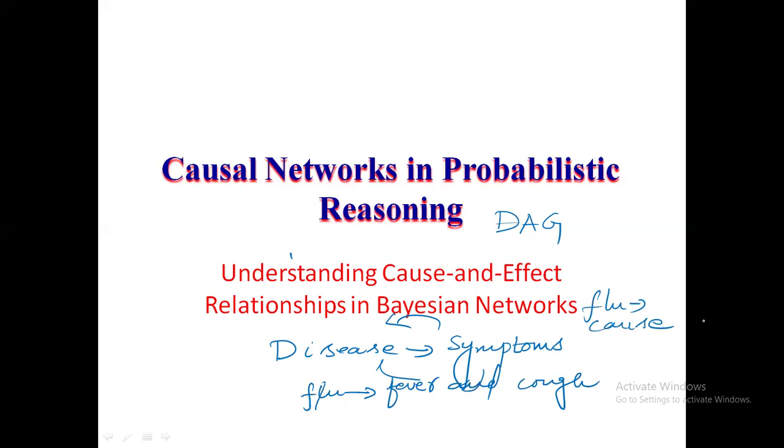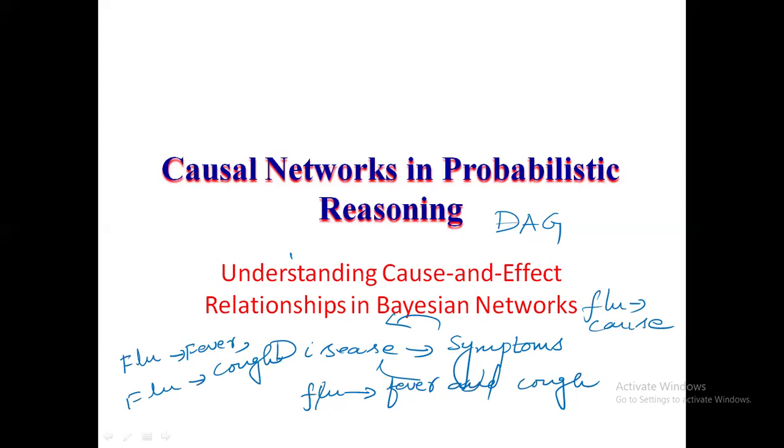How are we going to write the causal relationship? Flu causes fever. Otherwise, if flu is there, you may be affected with cough. So in this way, we can predict. So many examples are there.